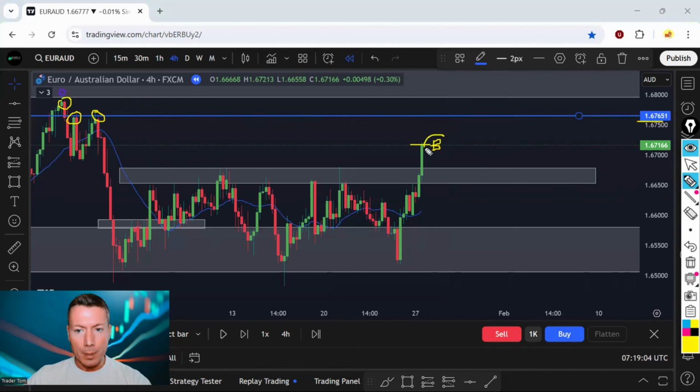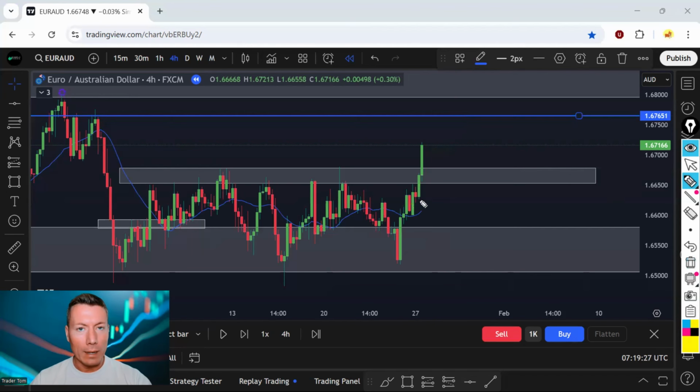Now, if I started buying in here, this is my reward. Where would you put your stop loss? Typically, I want to put my stop loss below the last swing low. So that would suggest below here. So straight away, my risk to reward is skewed. There's no value in this trade.